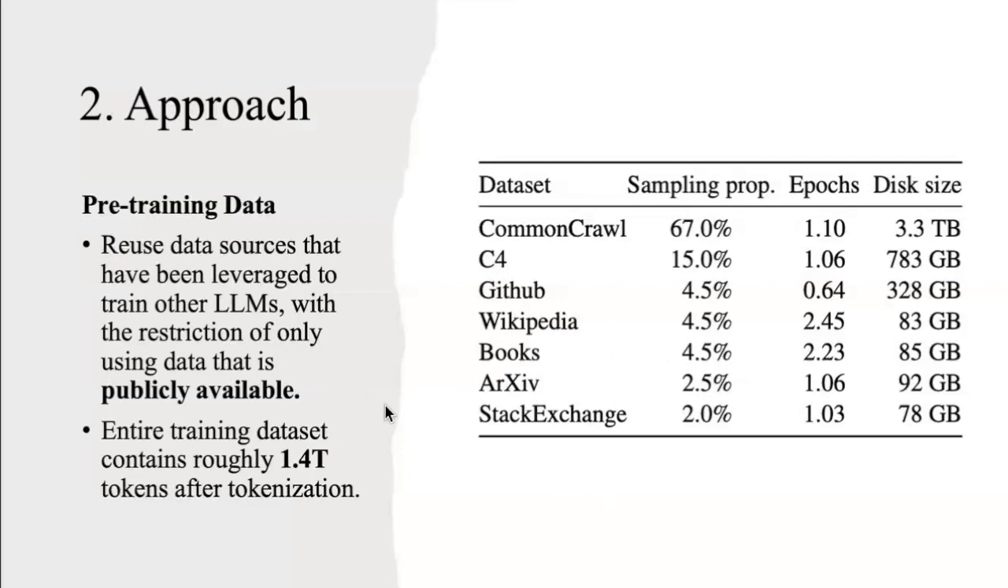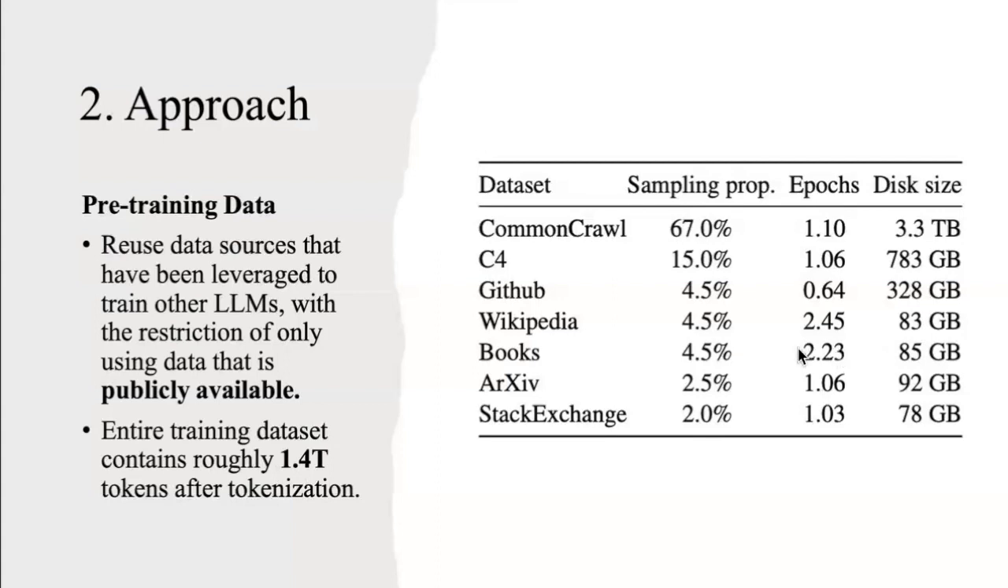And all these data sets are publicly available. After tokenization, they have about 1.4 trillion tokens. So this is the sampling proportions that they used in the data sets, and this is the epochs. Epochs, you can think of it as, on average, how many times a token from this data set is seen. For example, Common Crawl is on average seen 1.1 times, while GitHub is seen less than one time.